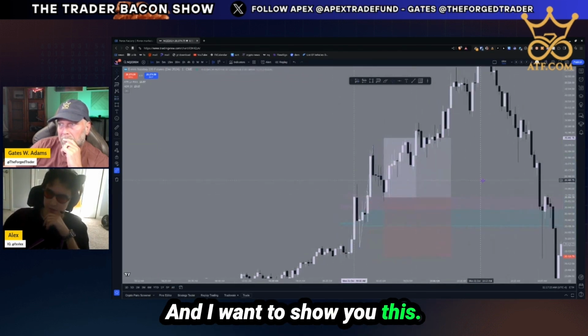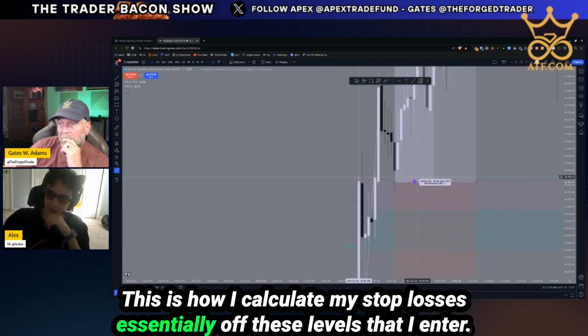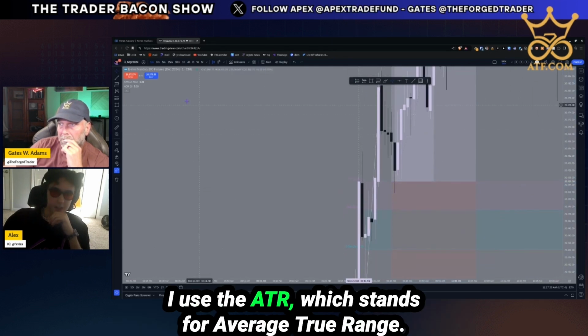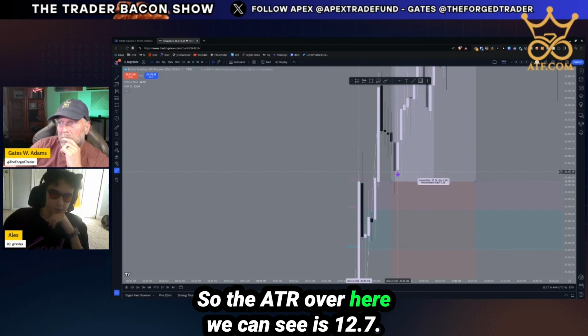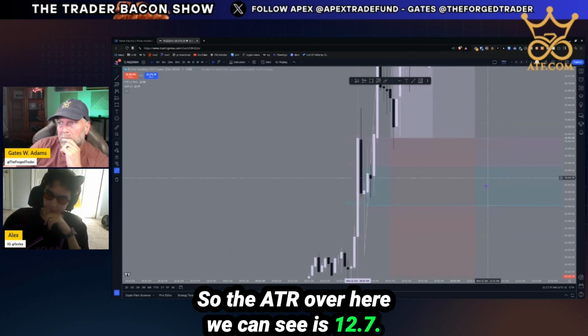And I want to show you this. This is how I calculate my stop losses. Essentially, off these levels that I enter, I use the ATR, which stands for average true range. It accounts for volatility swings. So the ATR over here, we can see is 12.7.